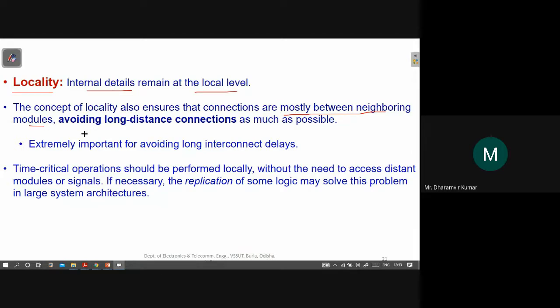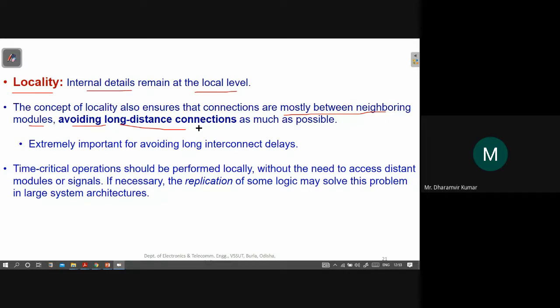And why is this so? So that we can avoid the long distance connections as much as possible. The thing is to avoid long distance wiring connections between different submodules. And why is it so? Because even those very long distance connections inside the chip introduce delay, which is significant in the operation of the chip.